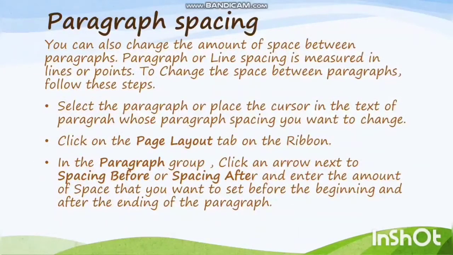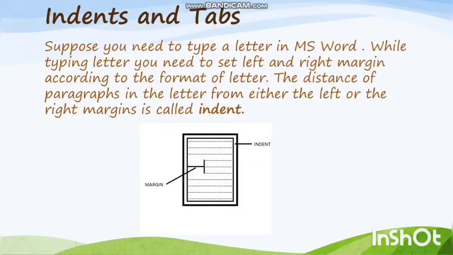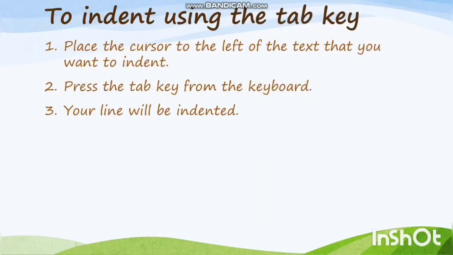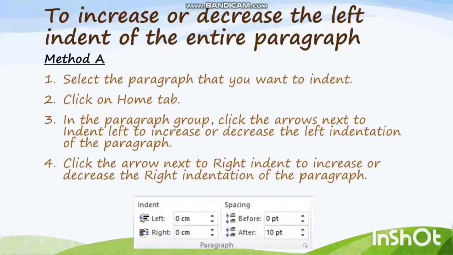Next is your paragraph spacing. As the name indicates, paragraph spacing is spacing between your paragraphs. Then indents and tabs. Indents are nothing but the setting of margin for your paragraph. Say you are typing something and you want your paragraph to start from the center of your page, you can do that. That is called an indent, and you can do that using the tab key on your keyboard as well. We can use that also. I'll show you how to practically do all these things.